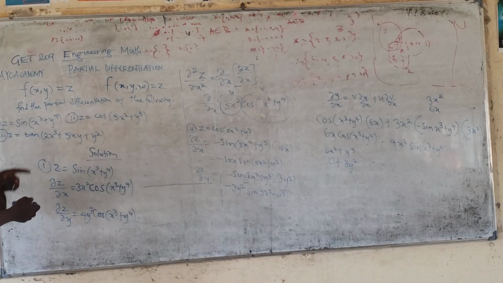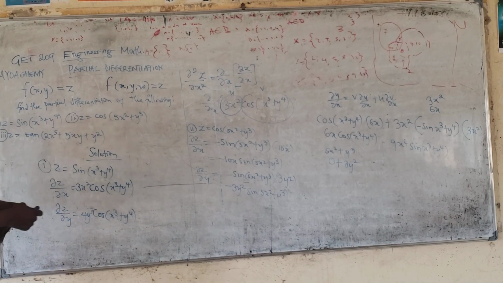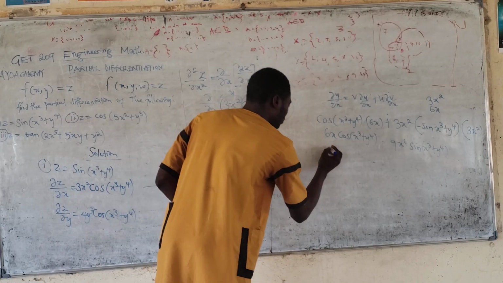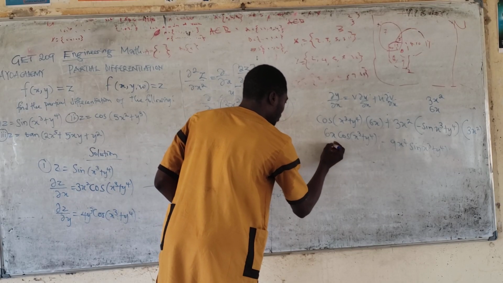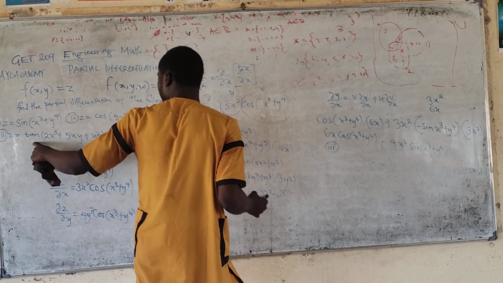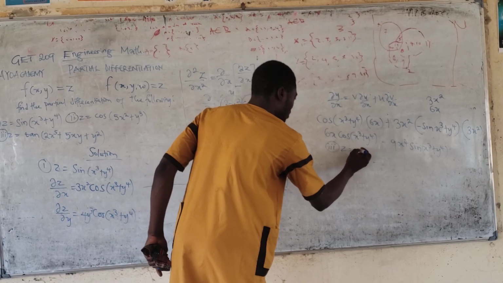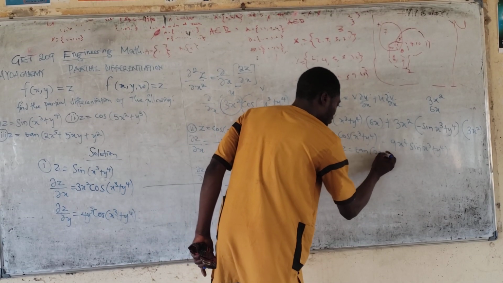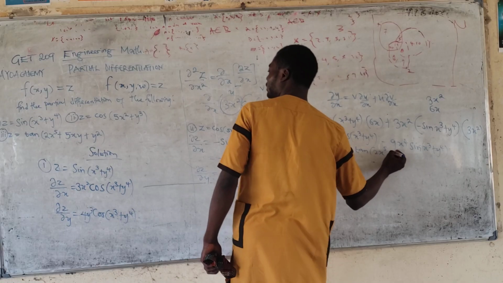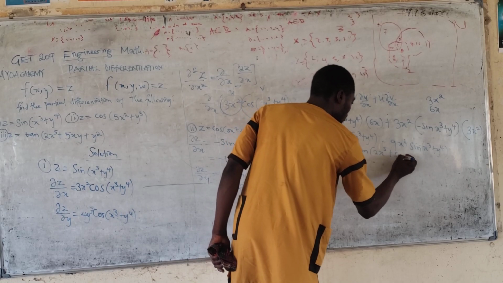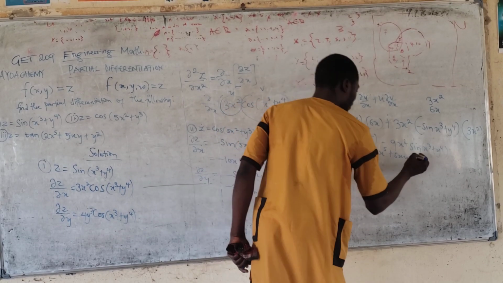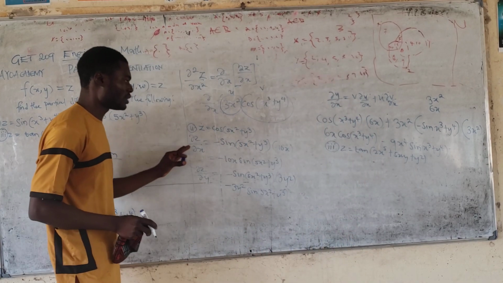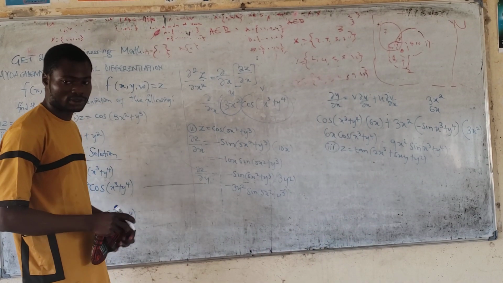So now the last one here is number 3. In this number 3, I have tan. z is equal to tan of 2x to the power 5 plus 5xy plus y squared. So I hope you can get it the way I'm doing it. Is it clear? Okay, very good.